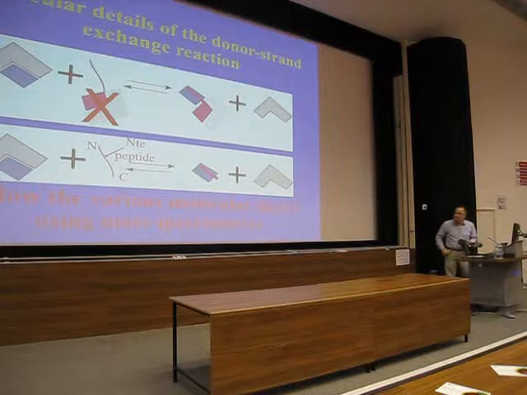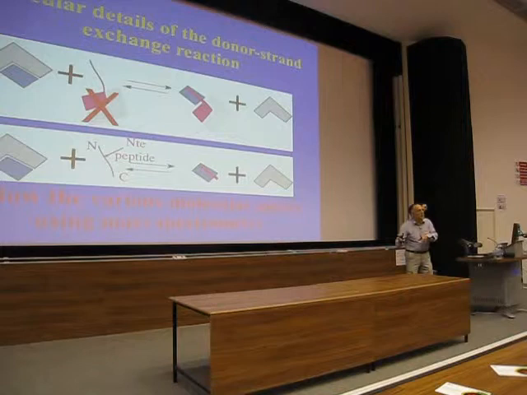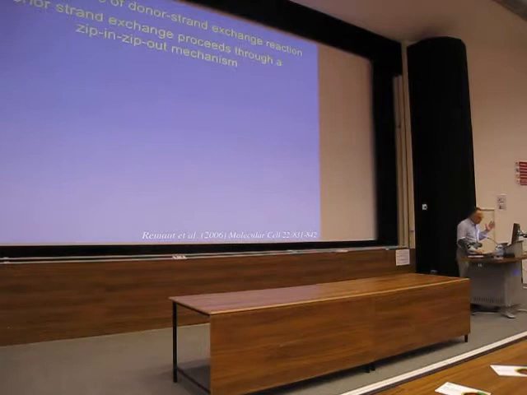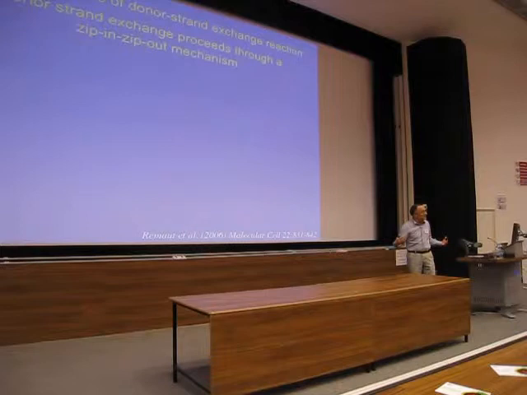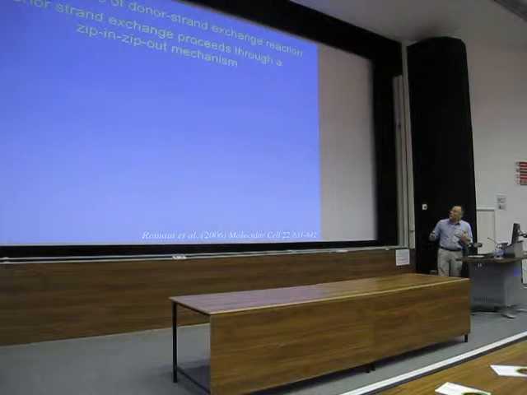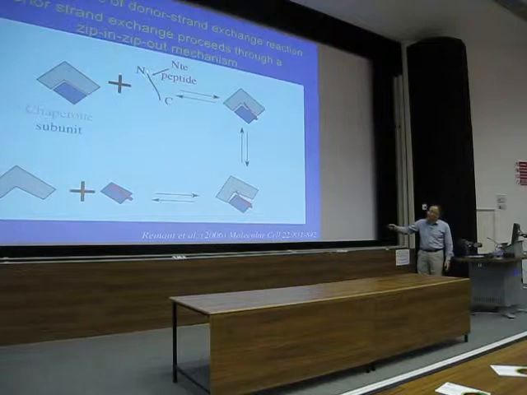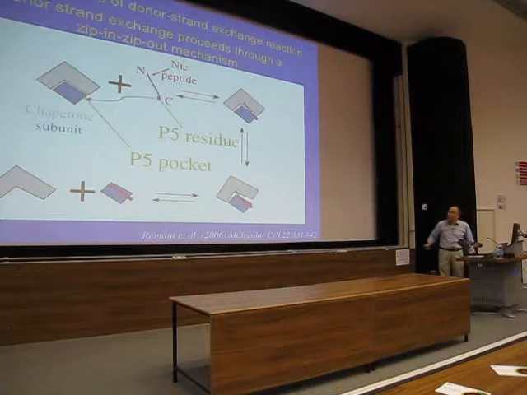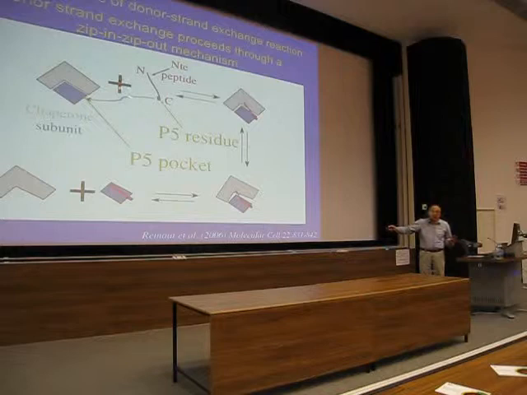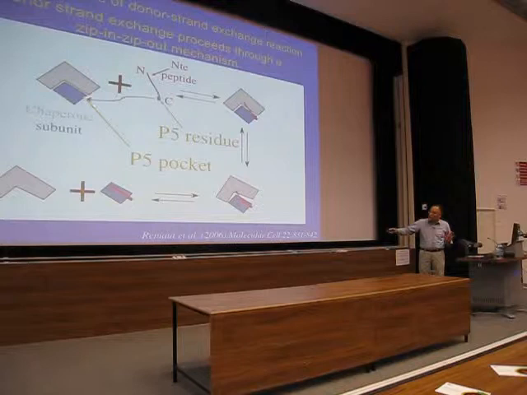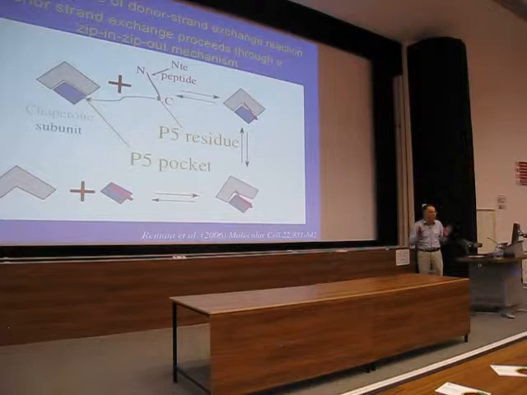So I'm going to tell you first what we discovered, and then I'm going to tell you what the results were very quickly. So what we discovered is that this process of exchange of strands, okay, chaperone strands going out and the next subunit's strand going in, occurs through a zip-in, zip-out mechanism. What I mean by that is that the way this peptide here is able to attack this complex is by inserting a residue at its C-terminus, which we call the P5 residue. This P5 residue is able to bind and insert into a pocket which we call the P5 pocket, and I'll show you in a second what this P5 pocket looks like. It's a very distinctive feature.